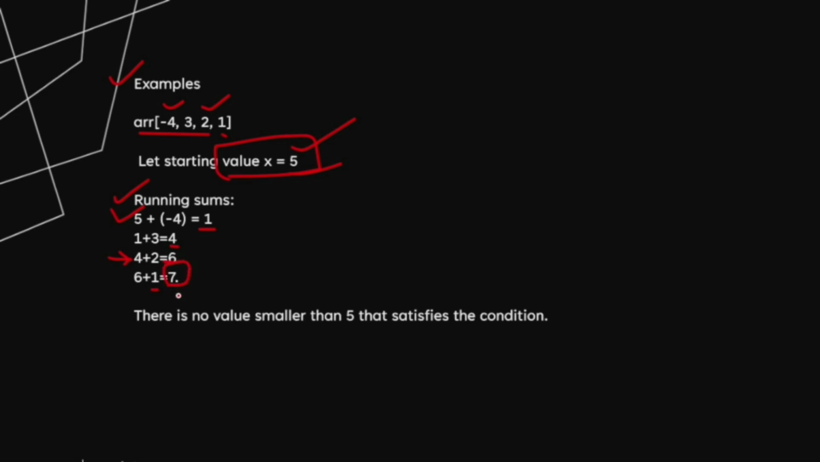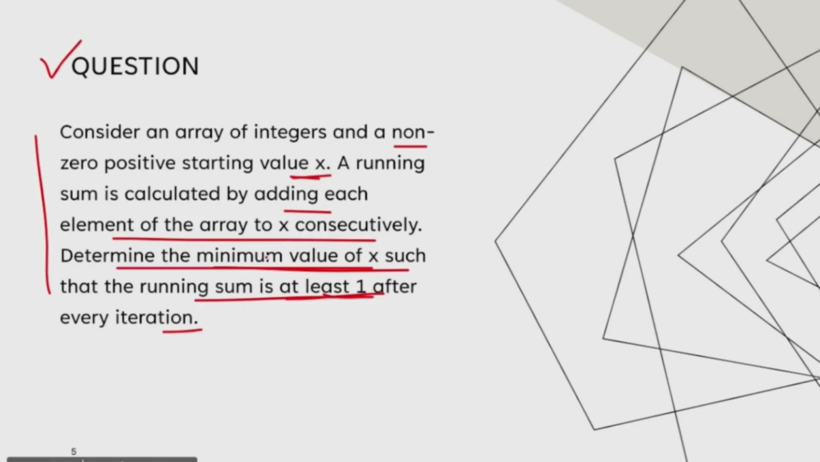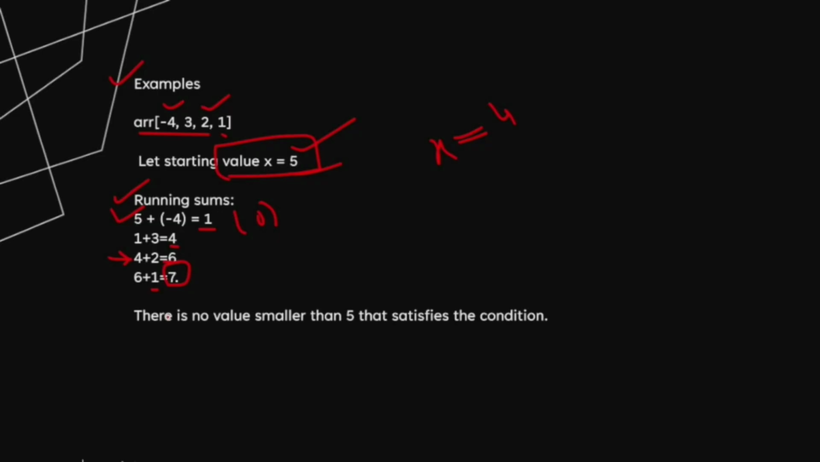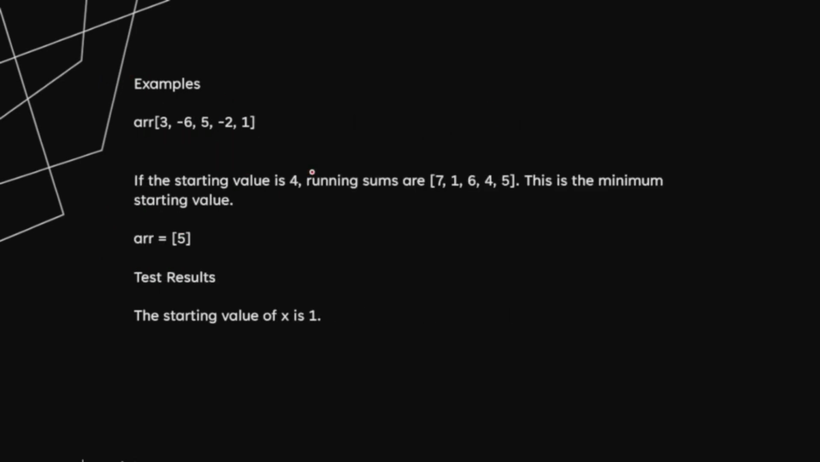Now suppose you take x equal to 4. Then you can see 4 plus minus 4 is 0. But the question says the running sum is at least 1 after every iteration. So you cannot take 4 or 3 or 2 or 1. You have to start with 5, and this 5 is the minimum value from which you can start your running sum calculation. I think this is totally clear to you. If it is not, that is fine, because when we do the coding you will get it better. So now let's see the second example.